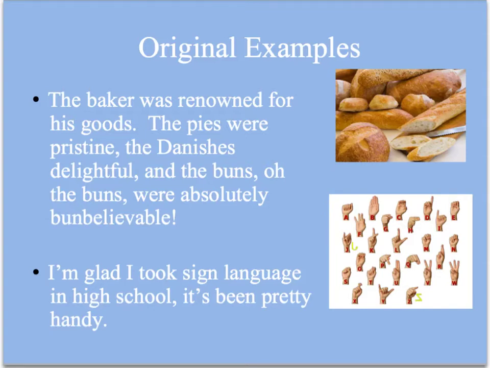If you look at the first one, this is a different kind of pun, where you alter the structure of a word and add in another form of a word to combine the two as a new example. So here you have, the baker was renowned for his goods. His pies were pristine, the Danish is delightful, and the buns were absolutely bun-believable. See, the last word is the pun there. When you say bun-believable instead of unbelievable, they have the same sound, but then you combine bun and unbelievable to make a humorous joke.